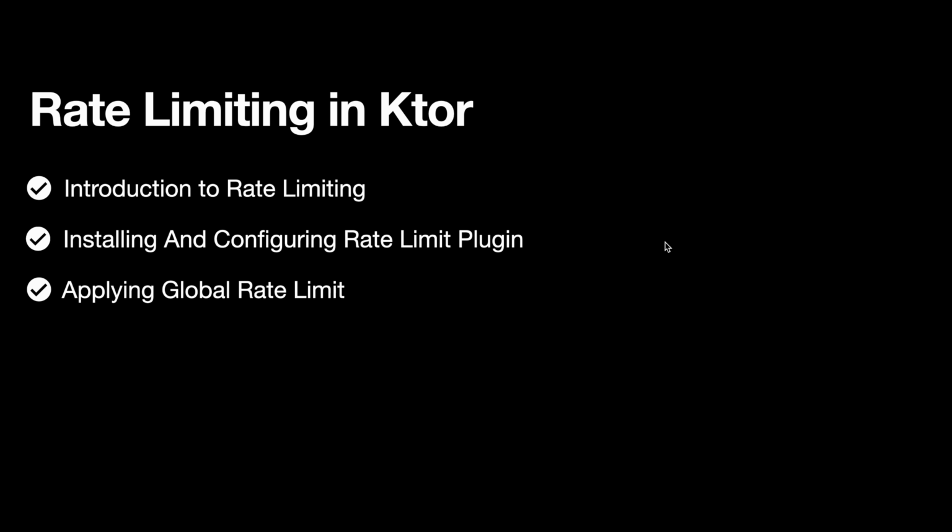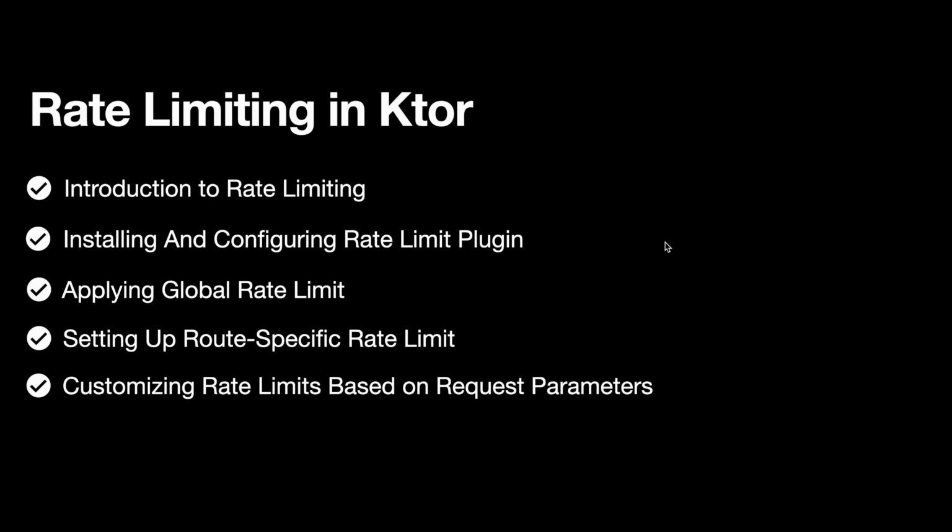Next, we will explore how we can define a limit at the global level. Global rate limits ensure that all requests to our server follow a predefined limit regardless of the route. Sometimes different routes may require different limits. For example, an authentication route might have a strict limit compared to a public API. We will see how to apply rate limiting to specific routes in Ktor.